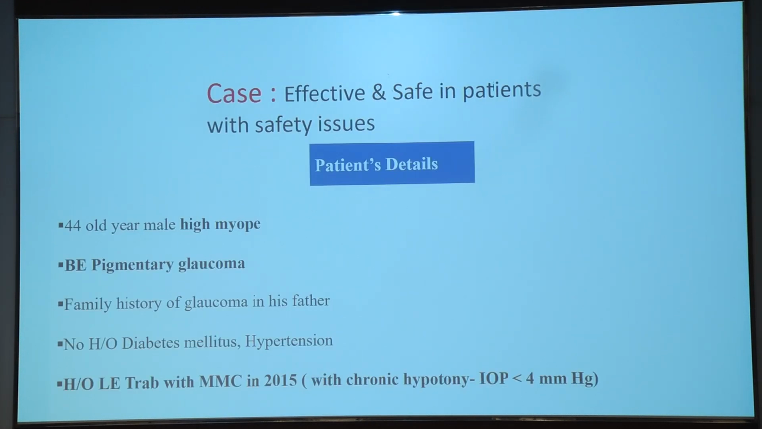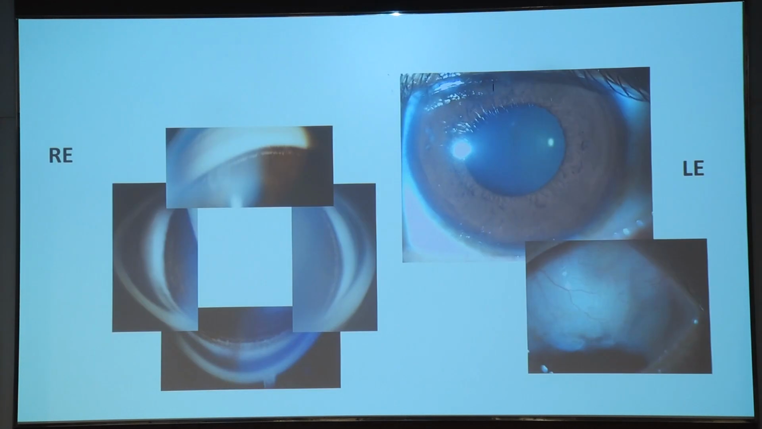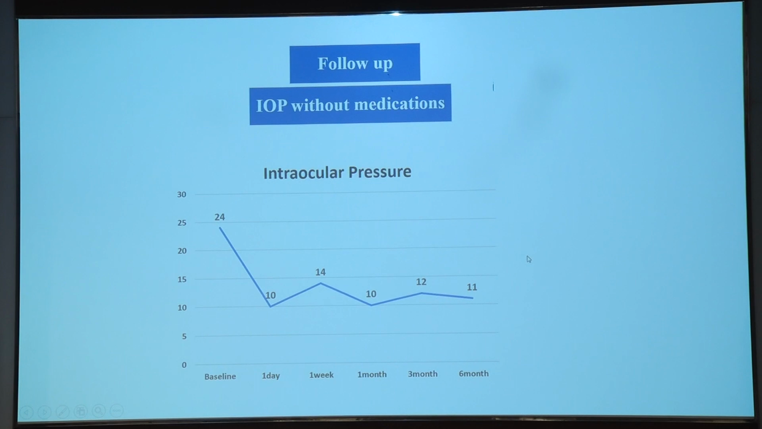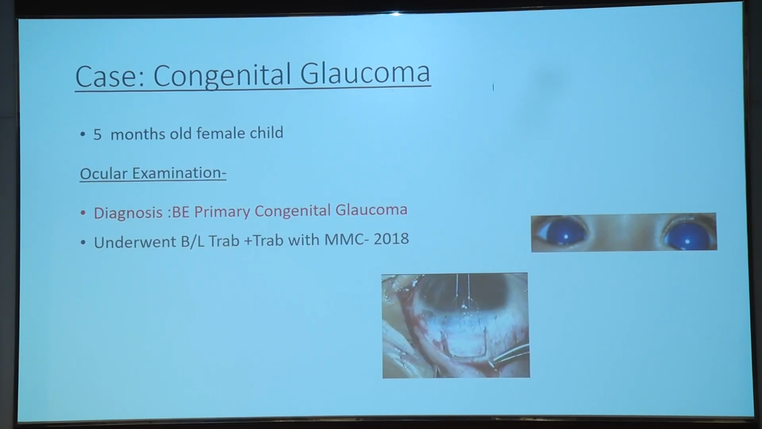Similarly, in patients who have high risk of hypotony after trabeculectomy, in patients who are young myopes, this procedure is quite beneficial, and this is a young male myope with pigmentary glaucoma. He underwent trabeculectomy in one eye having hypotony, and the other eye I did trabectome, and you can see the cleft, beautiful cleft, and the pressure reduction was remarkable.